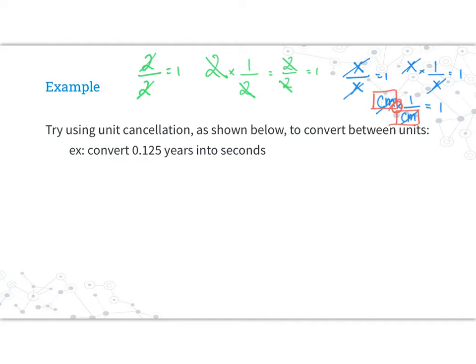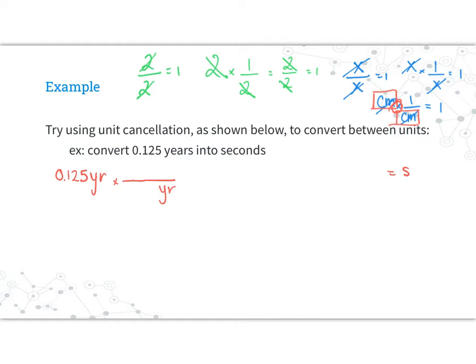Let's take a look at this example. Converting 0.125 years into seconds. So what I'm going to do is start with my 0.125 years. Now I'm going to set it up that I'm going to multiply by some sort of fraction. And like we just said, I need to get rid of the unit years because in the end, I want to end up with something in seconds. There's no years in that unit. So years need to go on the bottom.